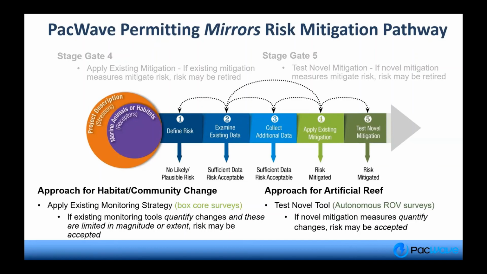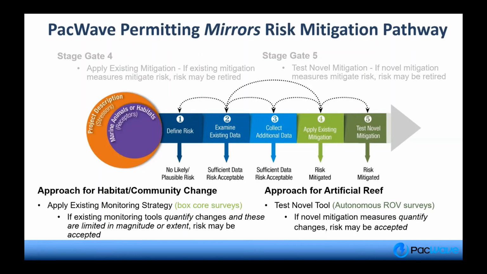What we did, in the approach for community or habitat change of the surrounding area, was apply an existing monitoring strategy, which is the box core surveys, to mitigate or accept the risk by quantifying changes and having check-ins to see if these changes were limited in magnitude or extent. Then maybe that risk could be acceptable to the project.